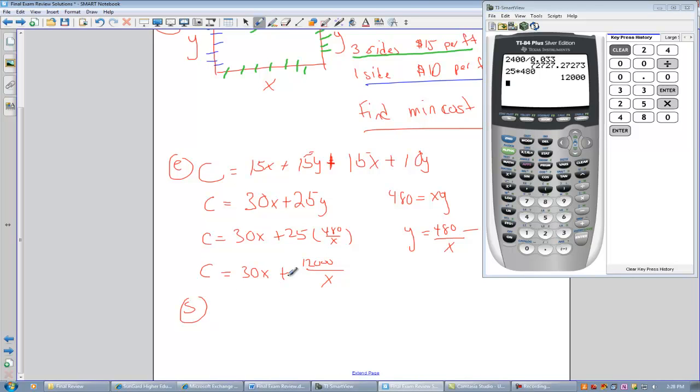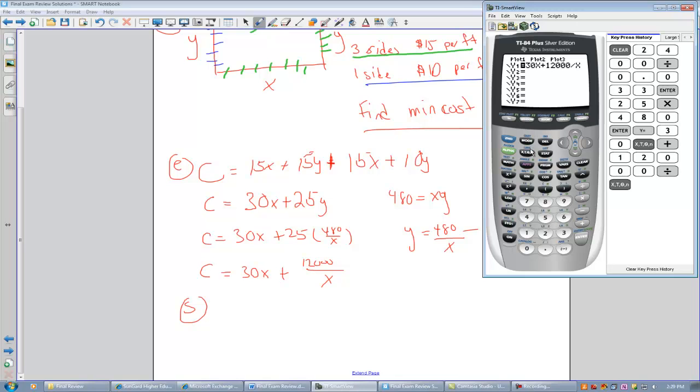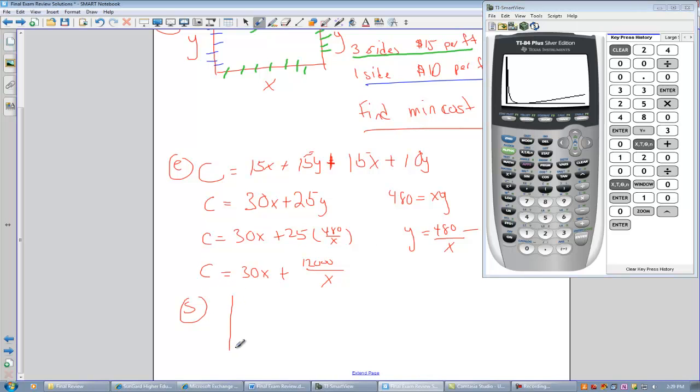And now to solve this, I'm going to graph it. So I hit y equals, and I plug in 30x, plus 12,000 divided by x. And I'm going to make my window. So there's my window. And here I have to think, okay, x is the length of one side. So let's go from 0 to, let's do 100 feet. Why not? And we'll do zoom, zoom fit, and just see what happens. So it goes down, oh, and it comes back up. All right, so it goes like this from 0 to 100. It comes down and eventually goes back up.